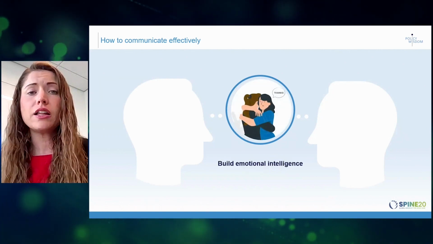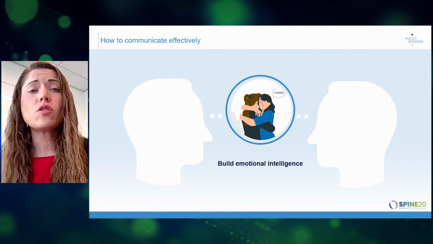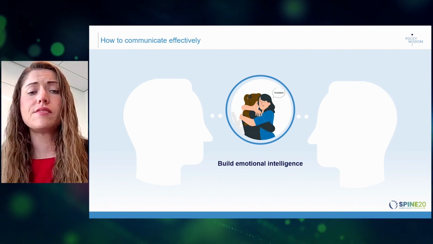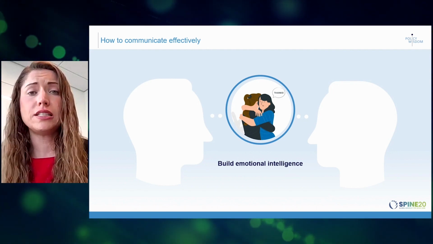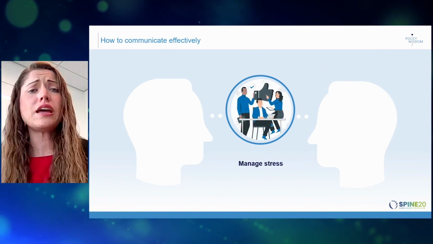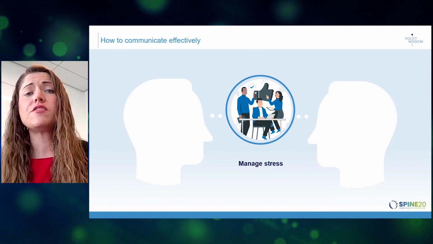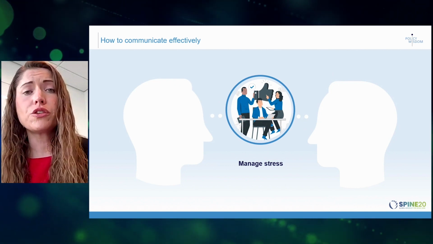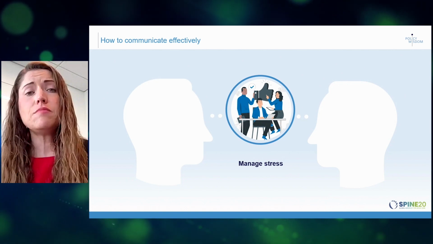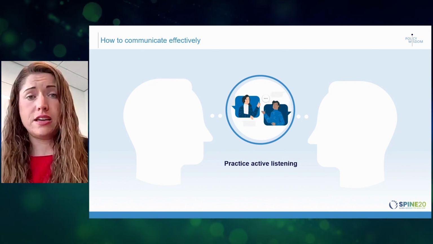Build emotional intelligence, and especially in the health policy space, this is critical, given so many patient stories and families and how impactful health policy is. So it's important, again, to have that emotional intelligence when engaging with your stakeholders. Manage stress. Similarly, the health policy arena can be very stressful at times, and especially when engaging with stakeholders, you have to be mindful of an ever-changing news environment and crises that could impact your engagement. Practice active listening.